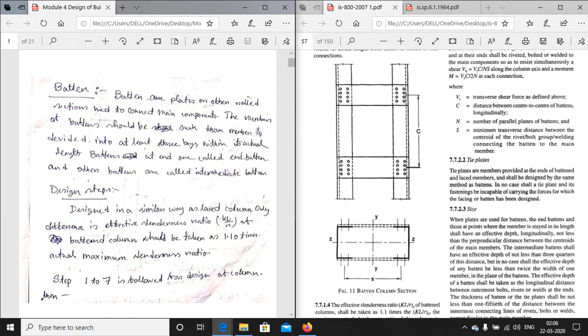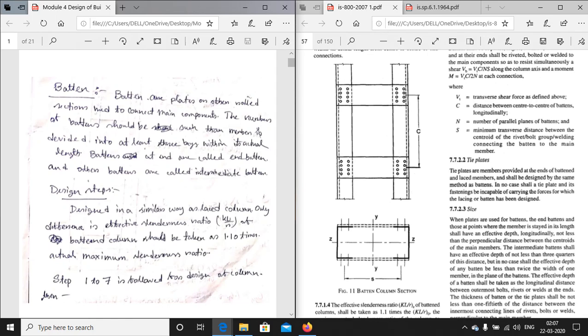Then we have seen some pictures of the lacing system and the Batten system. Then we discussed how to design a column based on the lacing system. There are a number of steps. Finally we calculated how to design the lacing system. At the last step, the design of the end plate, we said that the end plate will be designed as per the design of the Batten plate. So today our discussion will be based on how to design a Batten plate system, another type of built-up column system for our study.